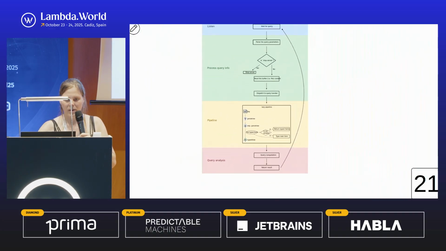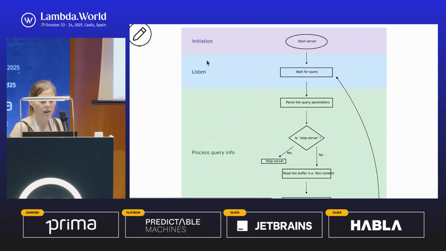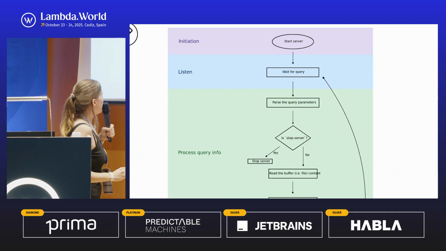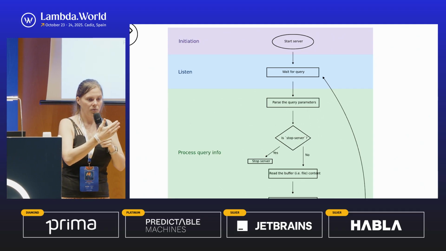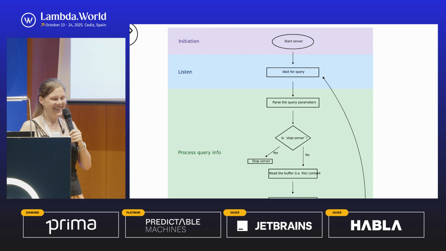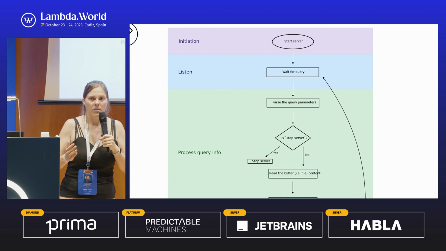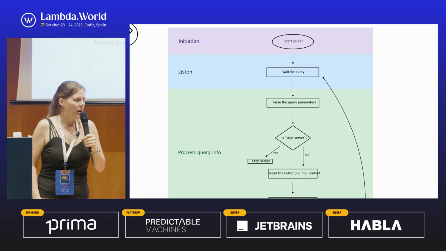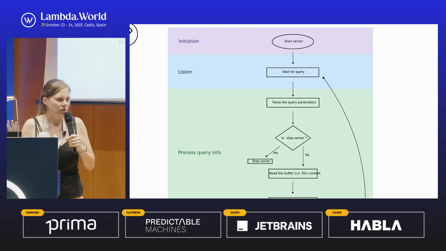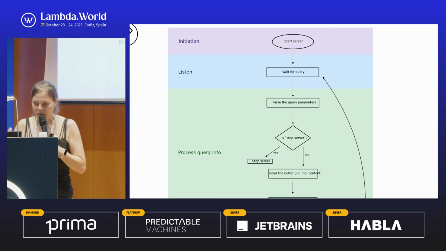And here you see the bigger picture. I think I need to zoom in a little bit. Is that good at the back? Okay, cool. So this is really the whole control flow of current Merlin without our changes. At the beginning, the server gets started. Then the server waits for a query from the editor. Once it gets a query, it reads the query parameters, right? It needs to know what to do. If it is told to stop, then it's kind enough to go ahead and stop.